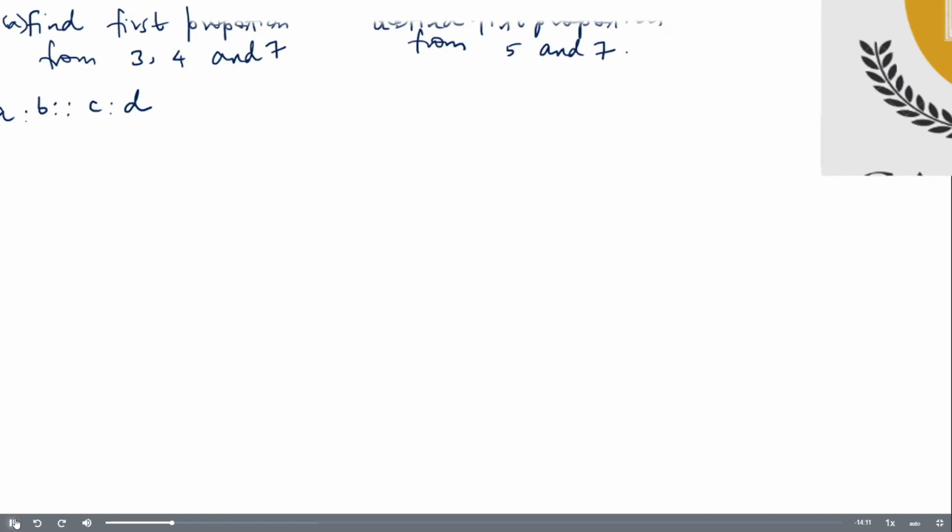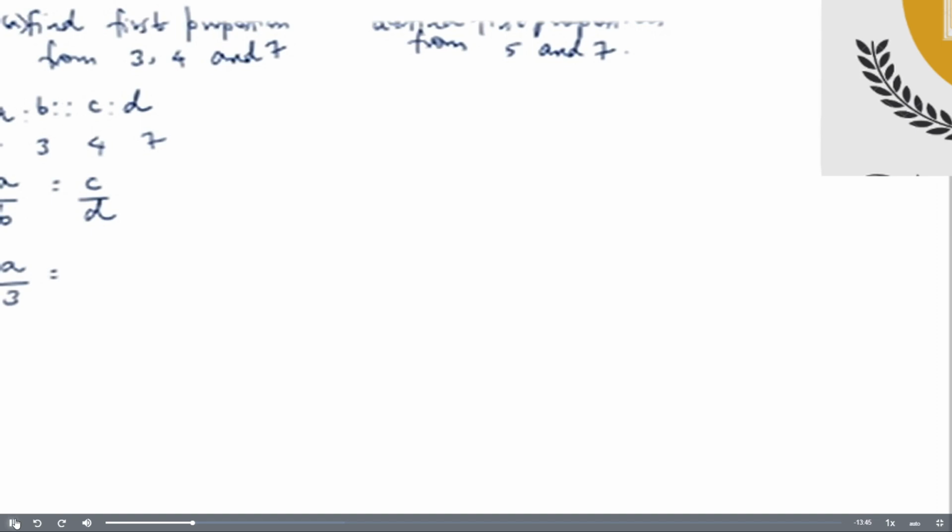In this case, find the first proportion. We don't know what the first proportion is. Let us say it is A, and B is given to be 3. So that is the second one. Third is 4. Fourth is 7. So A by B is equal to C by D. This is the formula. In this case, A by 3 is equal to 4 by 7. 7A is equal to 12. A is equal to 12 by 7.